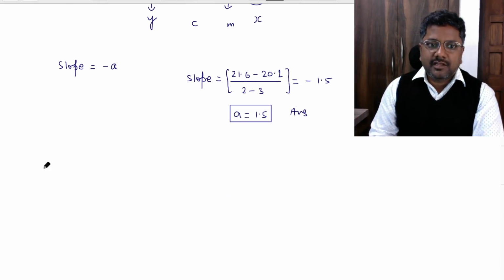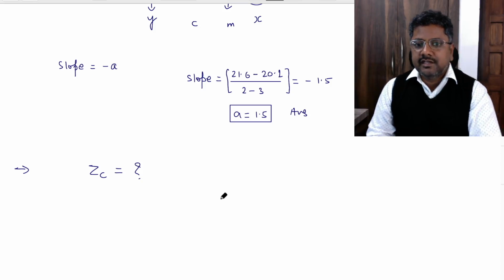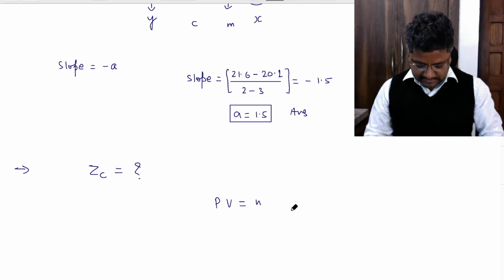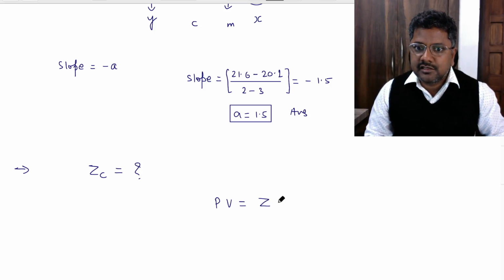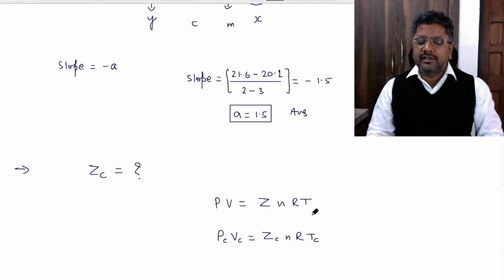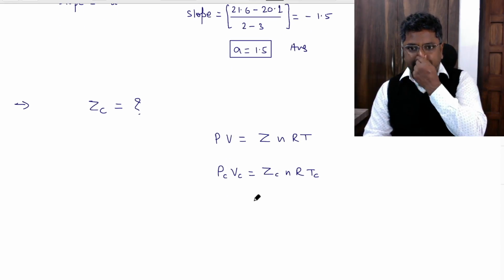Okay. Similarly, sometimes it is asked what is the ZC. This is called critical compressibility factor. What is the value of ZC, right? So all of you are knowing that PV is equal to Z and RT. In the critical form you can write here PC VC is equal to ZC and RTC. Put the value of PC, VC and TC and get the value of ZC.